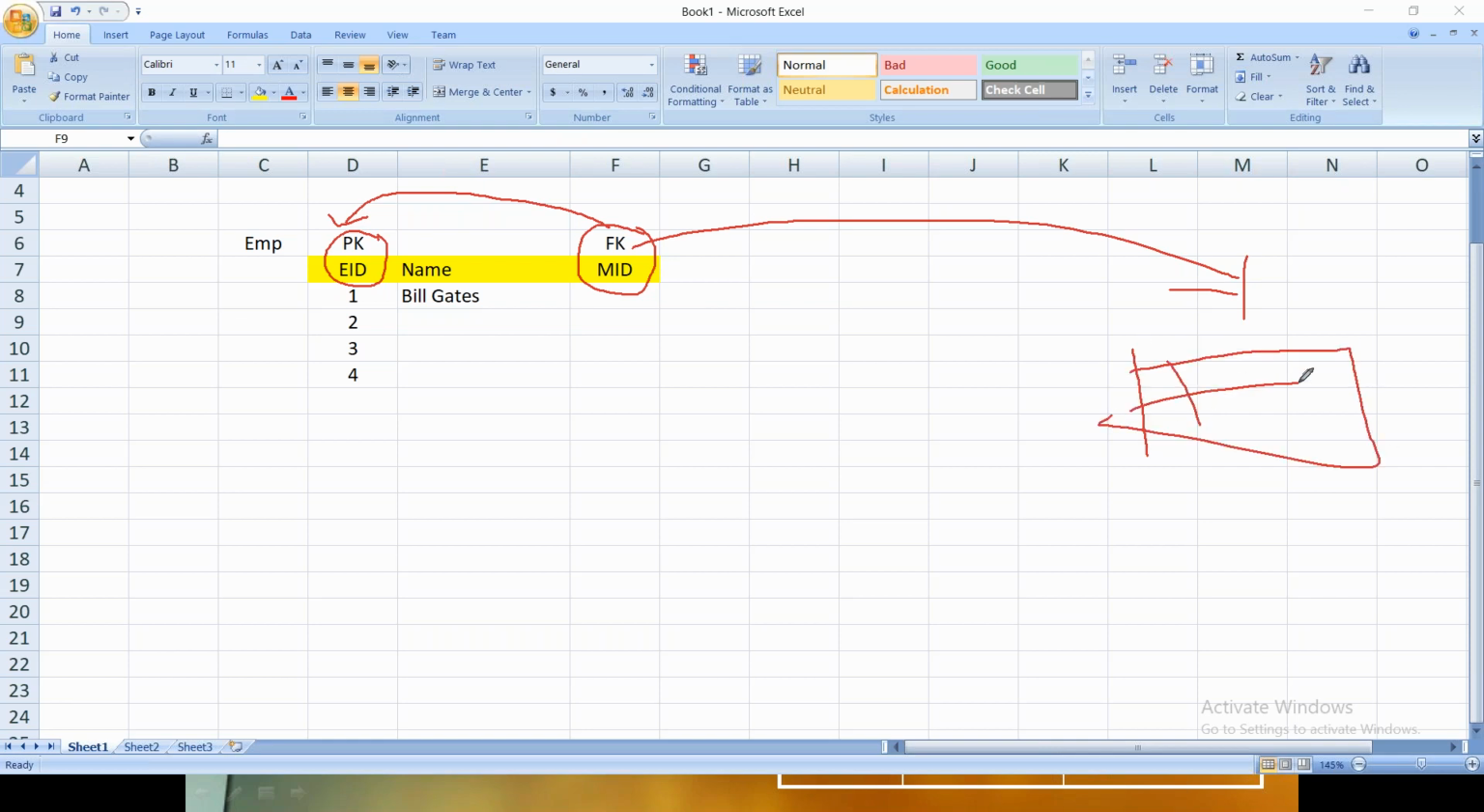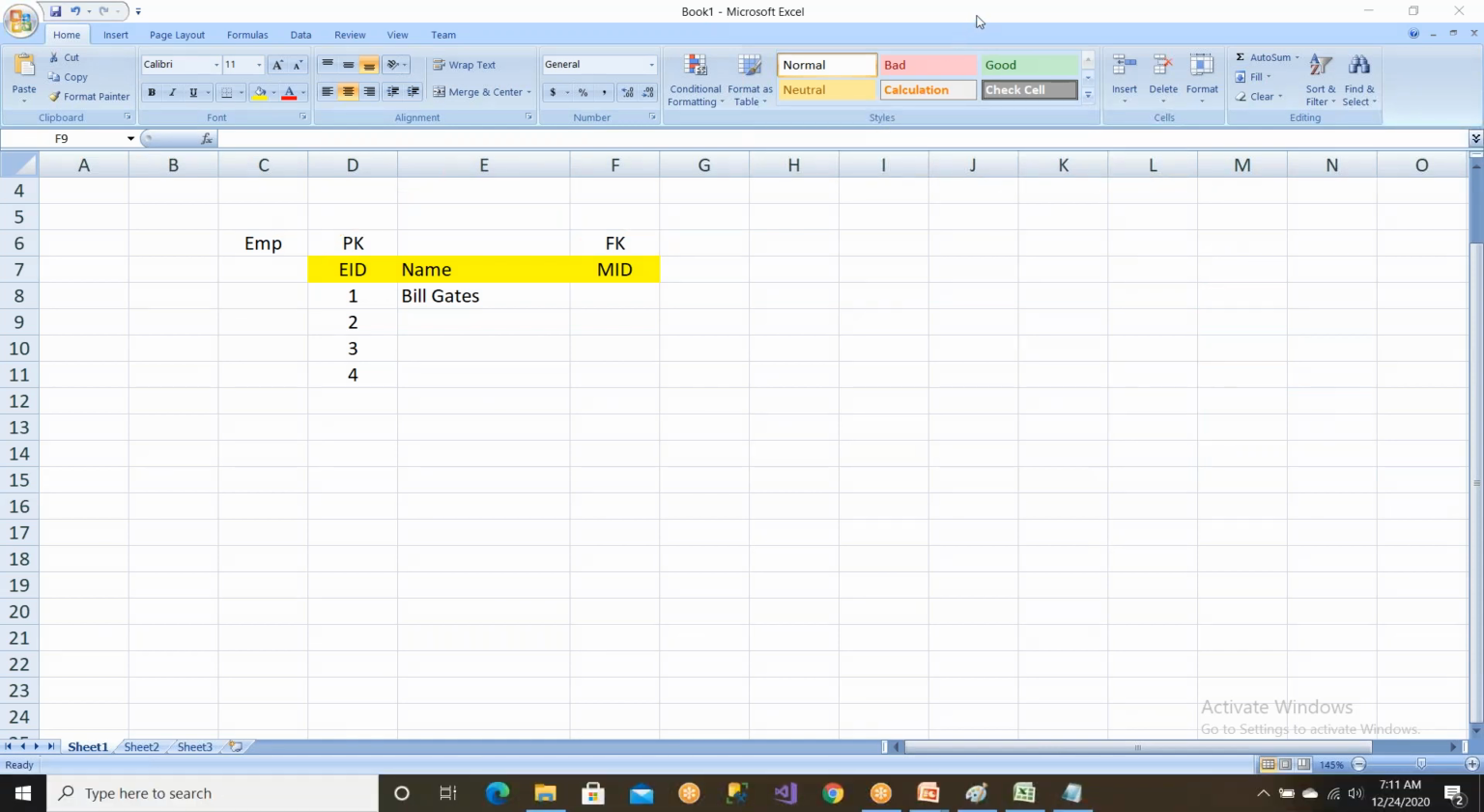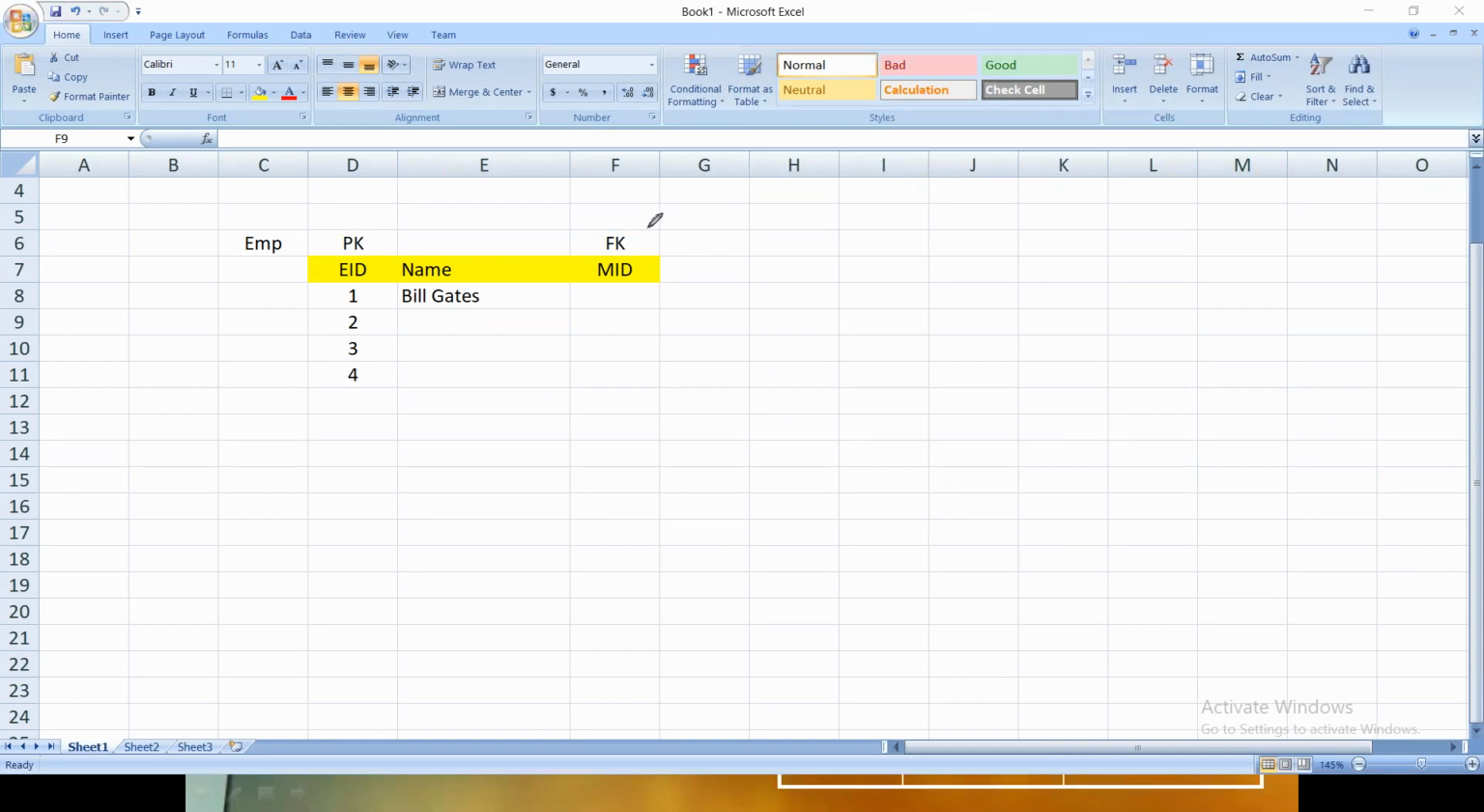Foreign key need not refer to some other table's primary key. It can refer like this, but I am talking about my foreign key referring my own table's primary key. So this kind of table is called a self-referential table. Clear? Because the manager is also one more employee, this is referring its own table's primary key, then this table is called a self-referential table.